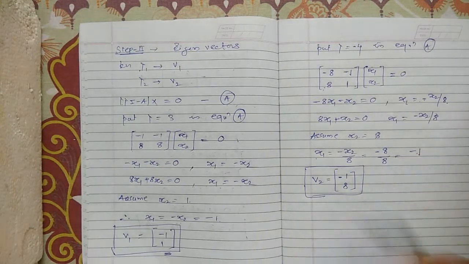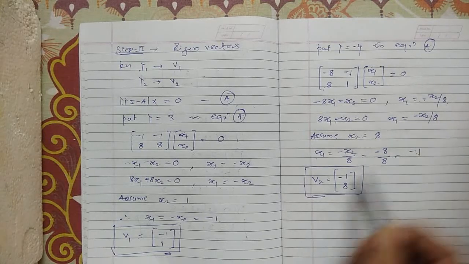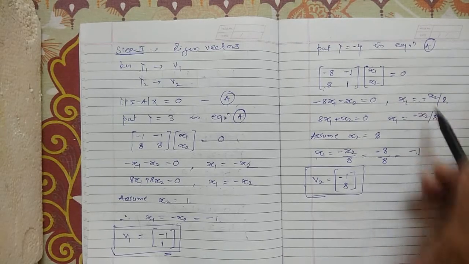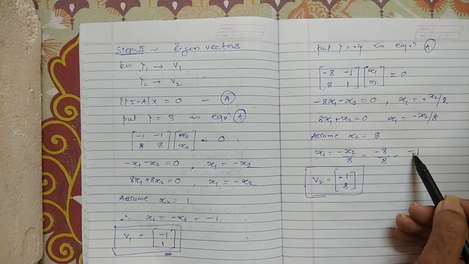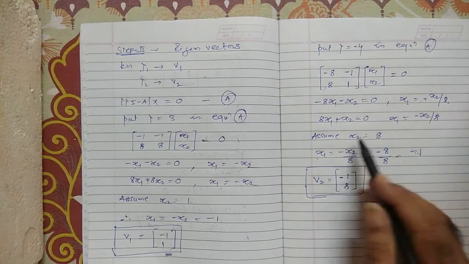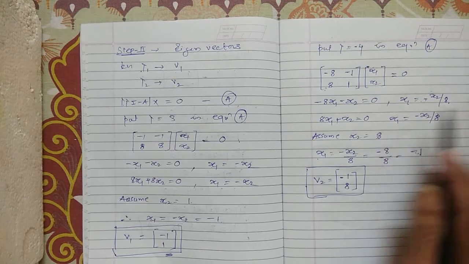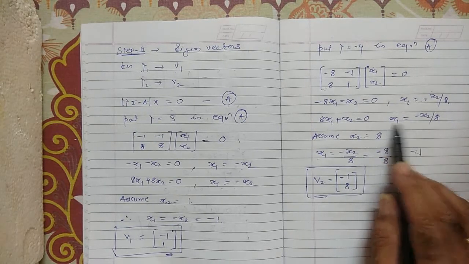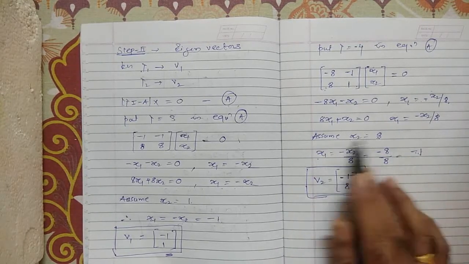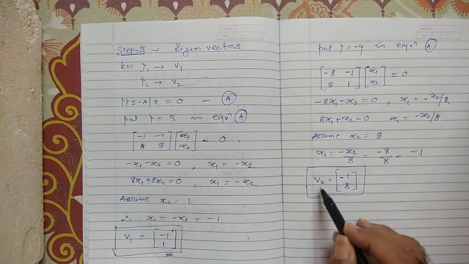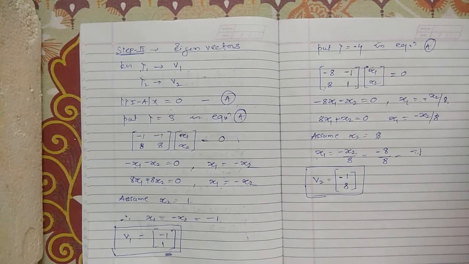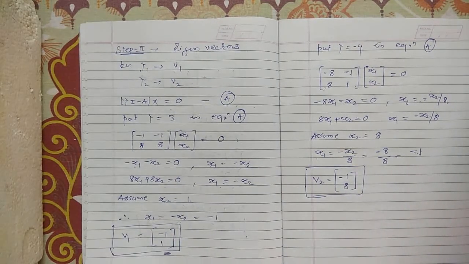But for simplicity I have assumed x2 equals 8. So 8 divided by 8 becomes 1, and here is the minus sign, so I got minus 1. To make the calculation simple, I have assumed that x2 equals 8. So I put x2 equals 8 in the equation: minus 8 divided by 8, that is minus 1. So I got x1 equals minus 1 and x2 becomes 8. So I have the vector v2 equals minus 1, 8. This is my second eigenvector.